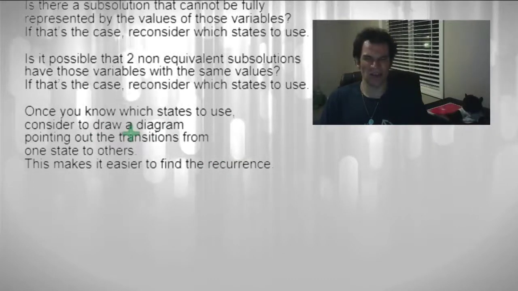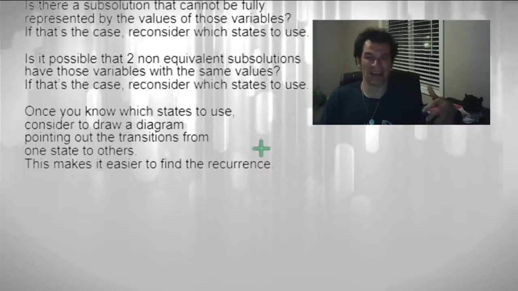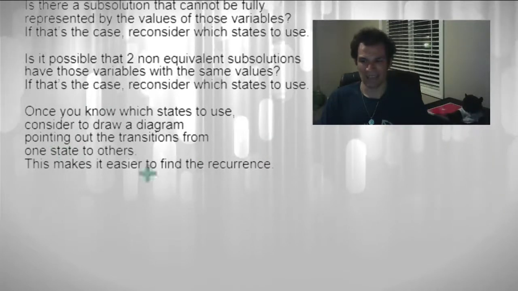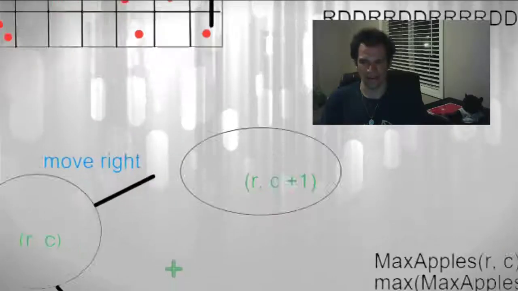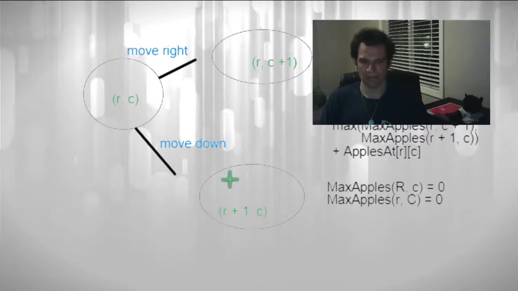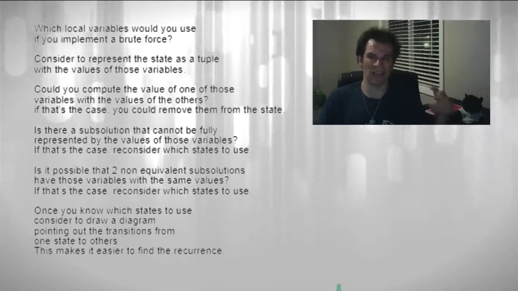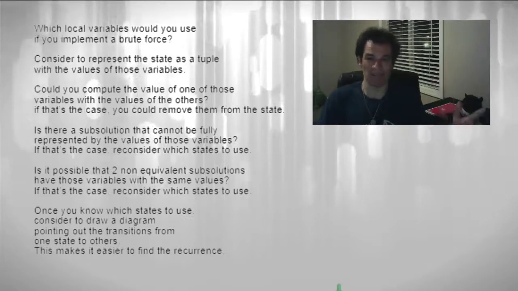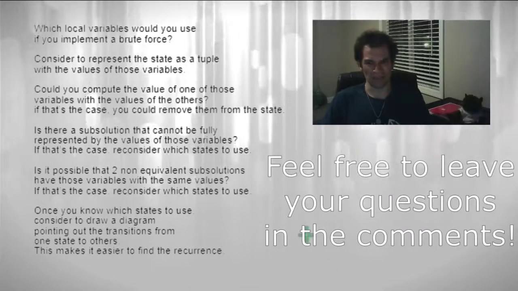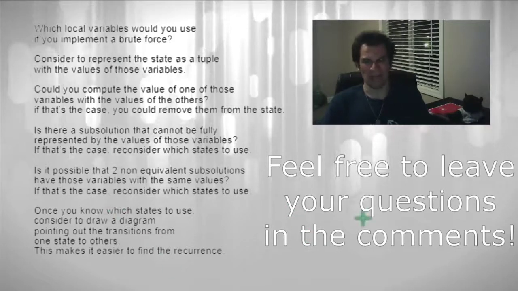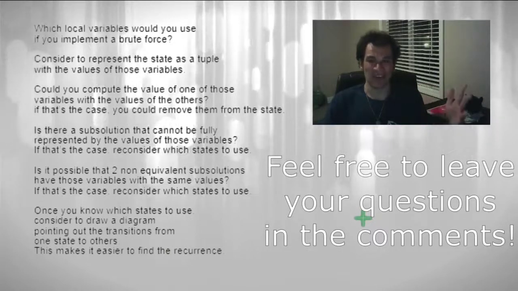And then once you know the states to use, consider drawing a diagram, because drawing a diagram, at least at the beginning, makes it easier to find the recurrence, just in the way we did over here. You should be able to apply these tips right away and start solving dynamic programming problems. In the next video of this series, we'll tackle some examples using this mindset developed here. Maybe that will clarify misunderstandings from this video. As always, I hope this video is useful for you.